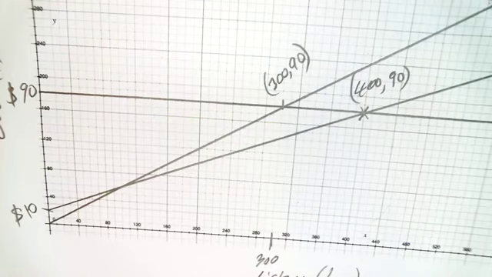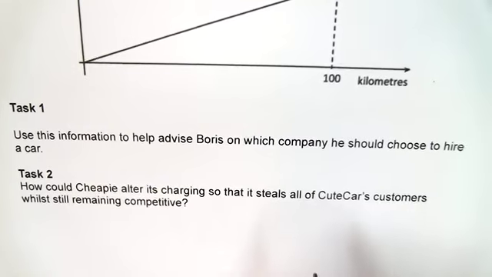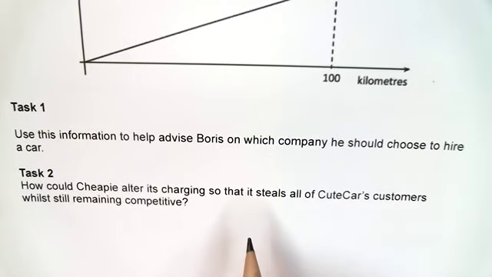All right, so let's have a look at the second part of the task. The second part of the task says, how could Cheapy alter its charging so that it steals Qt Cars' customers?